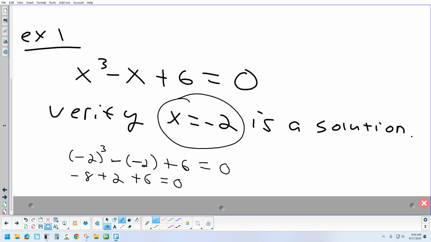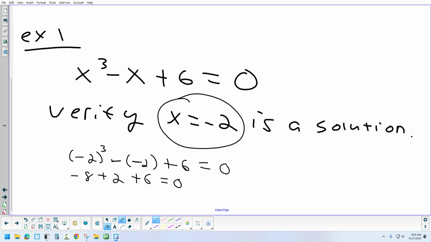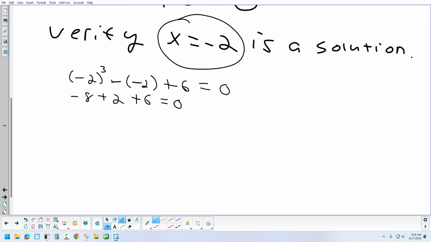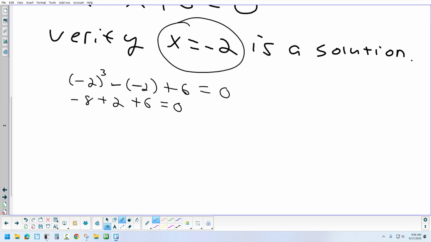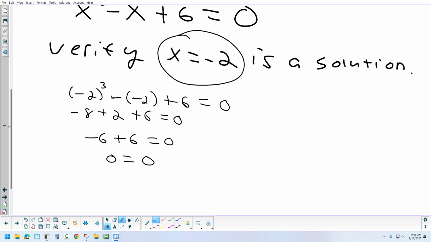-8 plus 2. Nick, what's that going to give me? -6. And if I combine those together, Travis, -6 plus 6? 0. So what does that mean about -2? It means it's a solution.